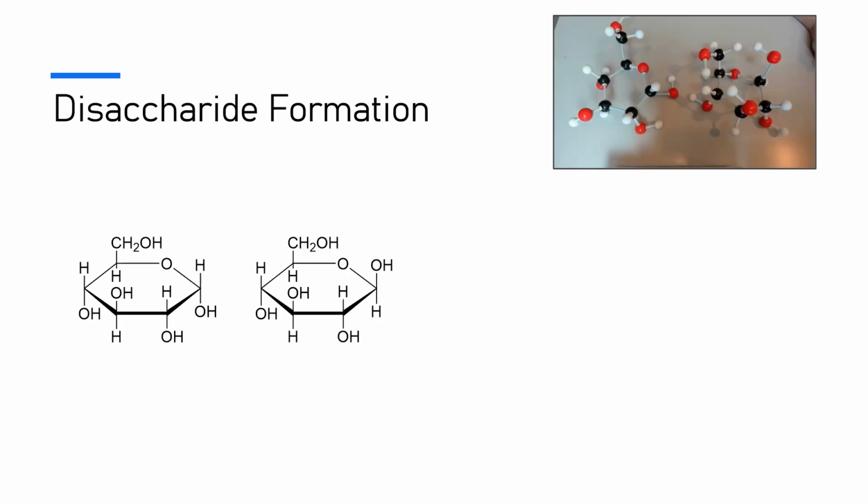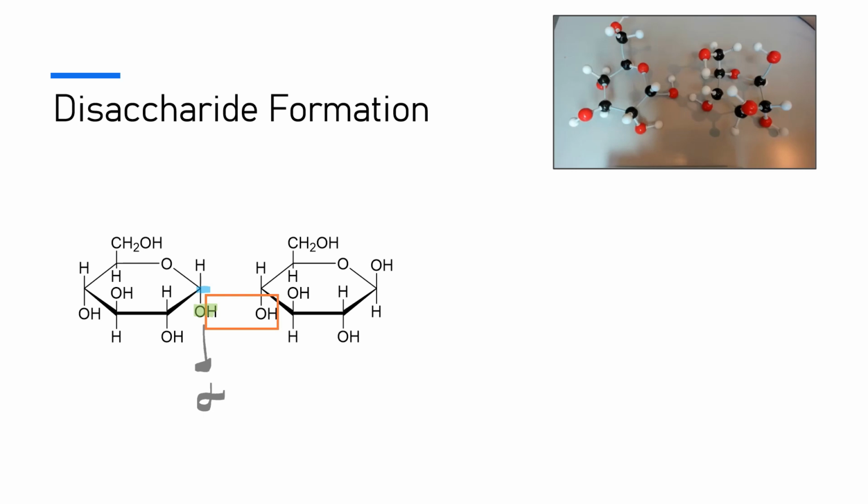Monosaccharide 1 controls the direction of the glycosidic linkage. On this structure, our hydroxyl group on carbon number 1 is in the alpha position. Therefore, this is going to form our alpha glycosidic linkage. The hydrogen on monosaccharide 1 is removed with a hydroxyl group on monosaccharide 2.